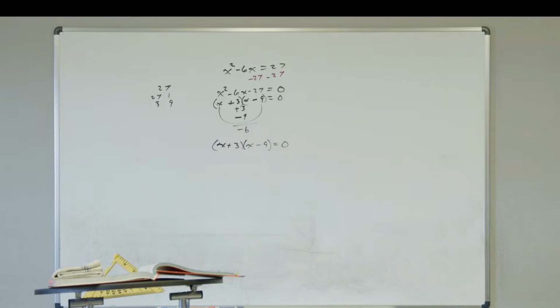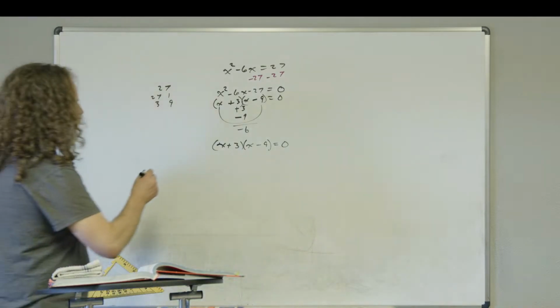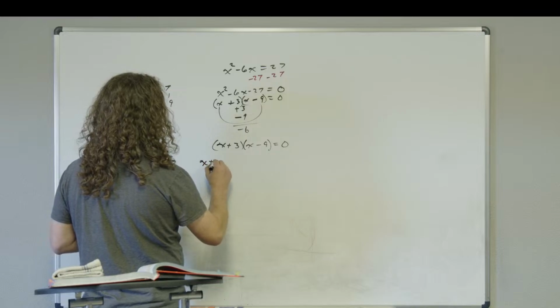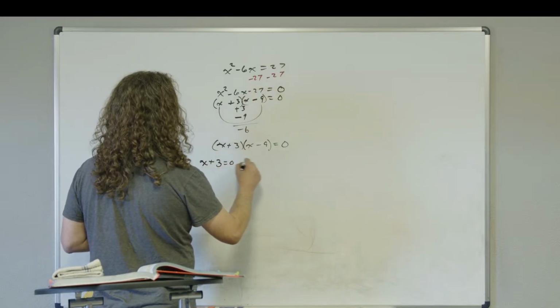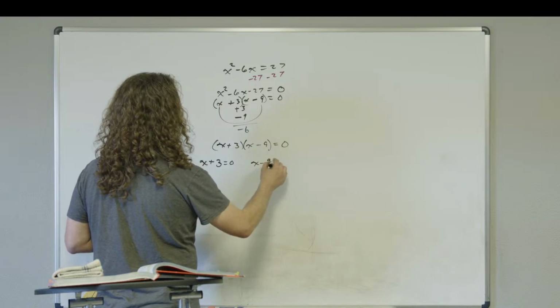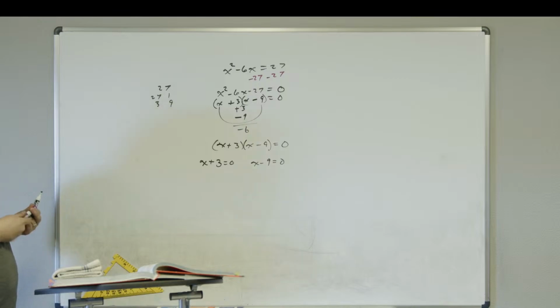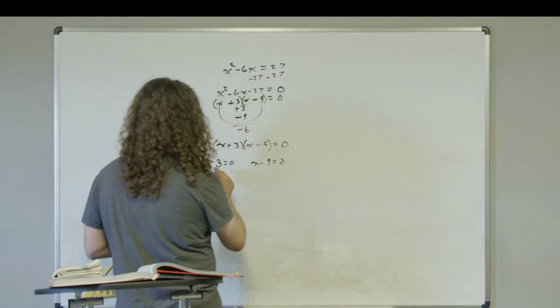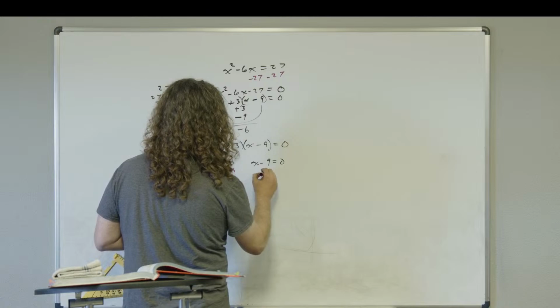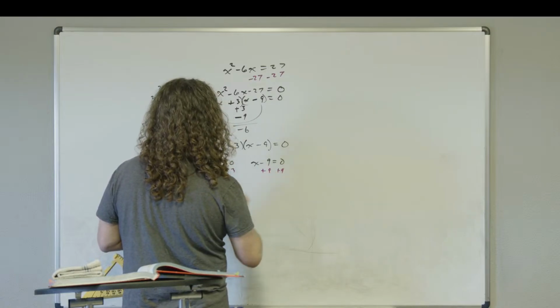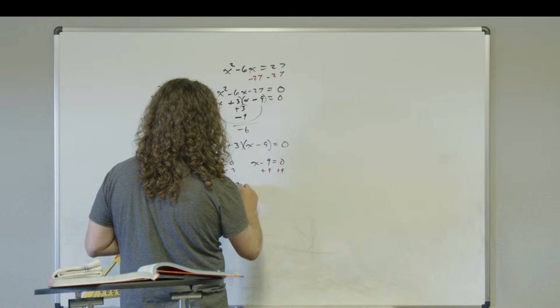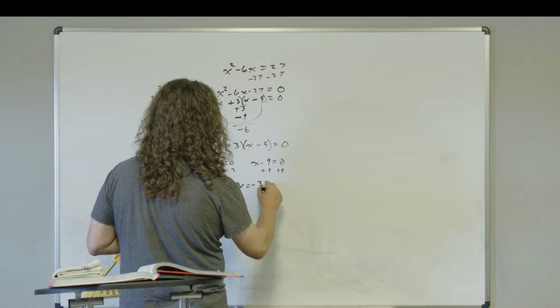We do. We can set each factor equal to 0. That is absolutely a thing that we can do. So we set x plus 3 equals 0 and x minus 9 equals 0. Now what? Subtract the 3. Add the 9. And x equals -3 and 9.